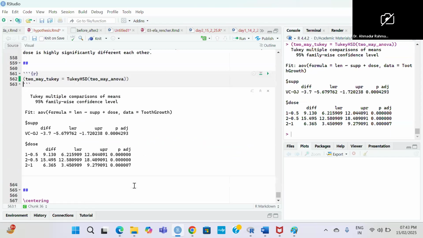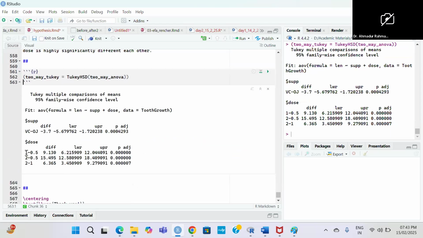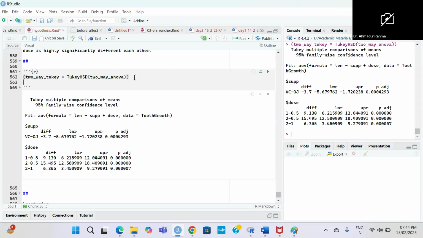Then we run this, and from here we say that इसने सिर्फ हमें इसका वैल्यू दिया है, सब वाली वैल्यू को इसने बोला है that VC, OJ and C both of them are again different. यहाँ पे ये बता रहा है हमें, and then this, see the p value of all. So 1 to 0.5, 2 to 0.5 and 2 to 1, all of the doses are different from each other.